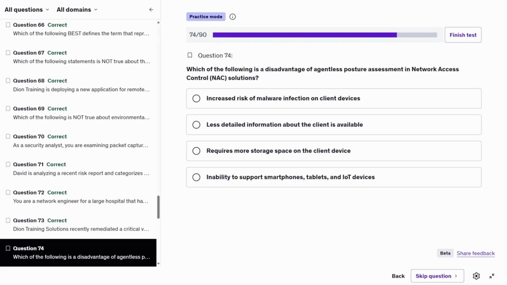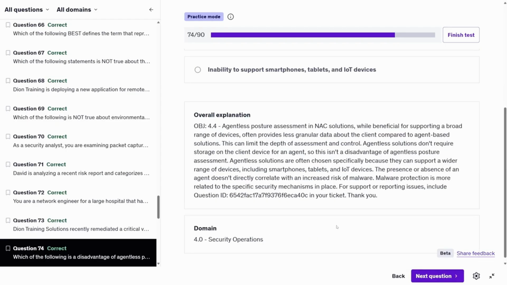Which of the following is a disadvantage of agentless posture assessment in network access control solutions? The correct answer is B. Less detailed information about the client is available. Agentless posture assessment in NAC solutions, while beneficial for supporting a broad range of devices, often provides less granular data about the client compared to agent-based solutions. This can limit the depth of assessment and control.